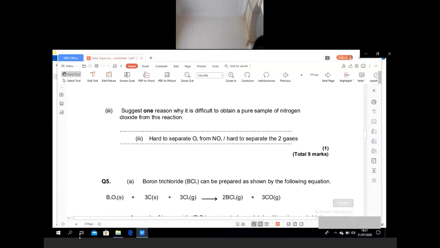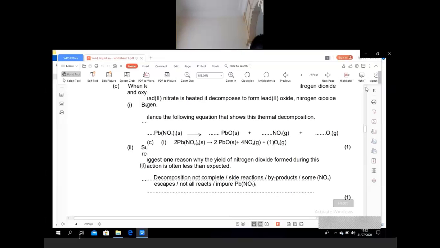Next question, page 4. Suggest one reason why it is difficult to obtain a pure sample of nitrogen dioxide from the reaction. It is quite difficult to separate oxygen gas from nitrogen dioxide, because nitrogen dioxide is considered to be a pollutant. In order to separate both of them, we have to do fractional distillation, and if we do water displacement, it also cannot work. Why? Because nitrogen dioxide is soluble in water.